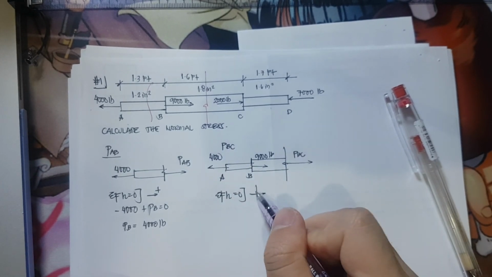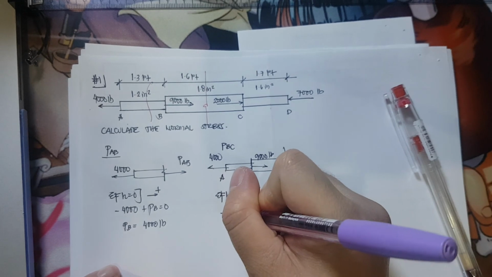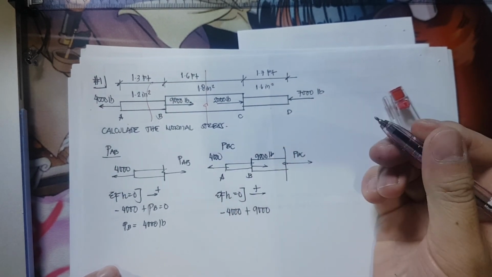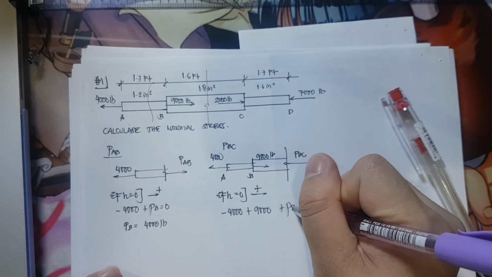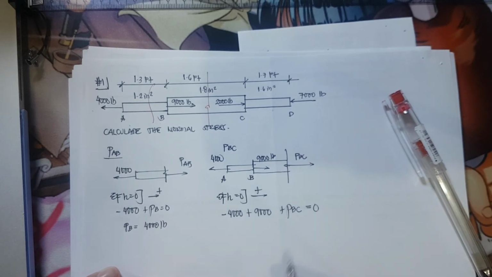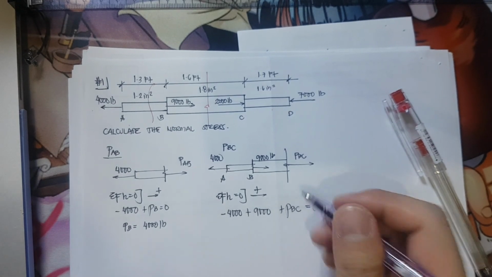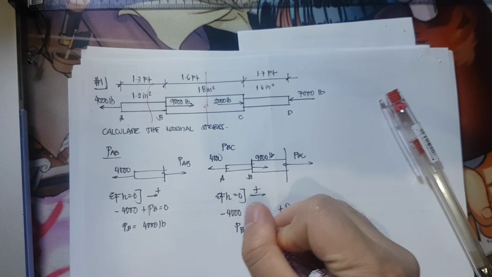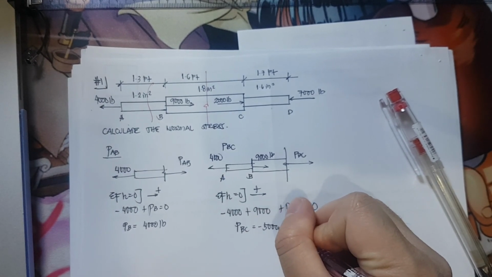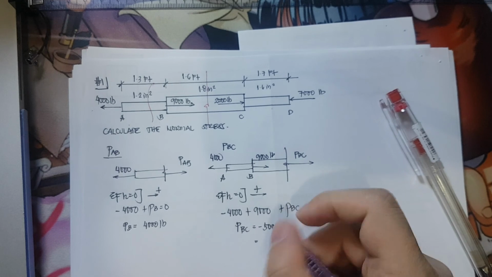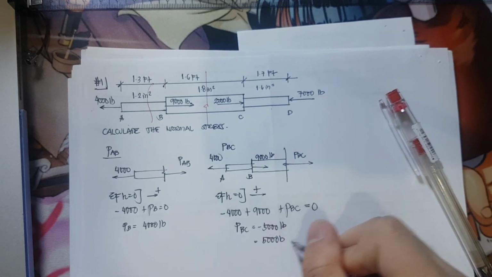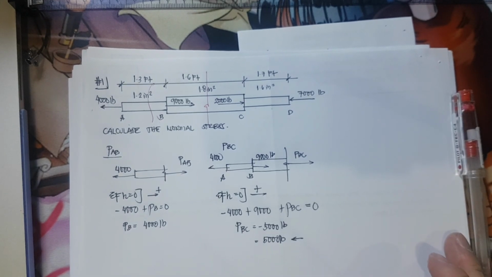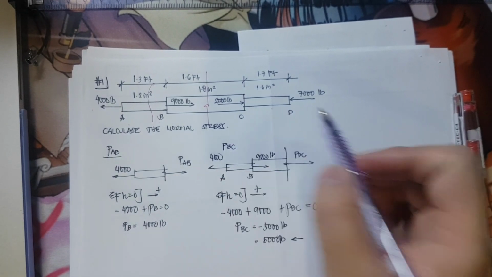Summation of forces horizontal is equivalent to 0. All forces towards right should be positive. So we have here negative 4,000 plus 9,000 plus PBC is equivalent to 0. So we have here 5,000. Transpose it to the other side of the equation. That would be PBC is equivalent to negative 5,000 pounds, or that is equivalent to 5,000 pounds pointing to the left.